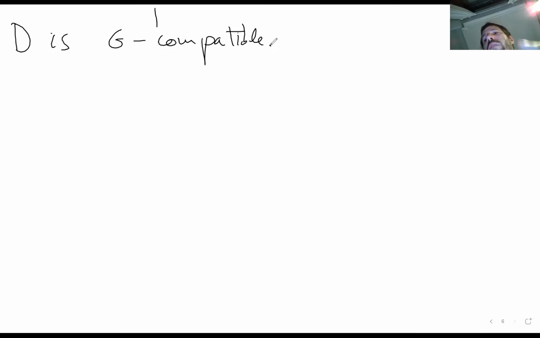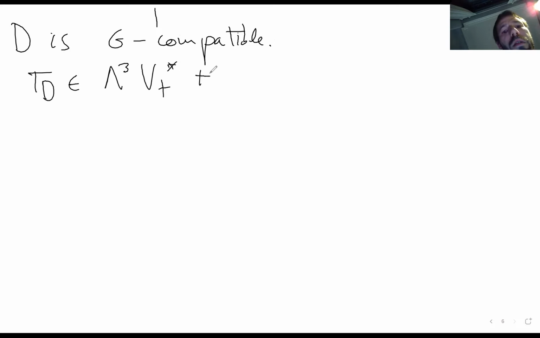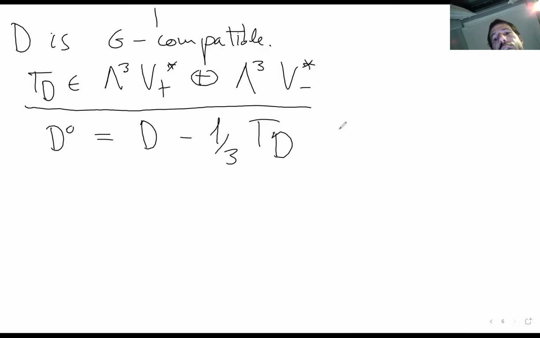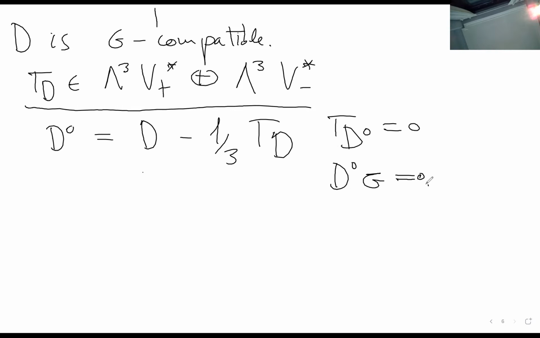And furthermore, the torsion is special. The torsion a priori is an element in lambda 3, but the torsion of this connection is an element in lambda 3 of B plus, plus lambda 3 of B minus. Because of this fact, you can kill the torsion. So now you cook up D zero to be D minus a third of the torsion of D. And this does the work. So this is a torsion-free, G-compatible connection. Okay. So we have one.